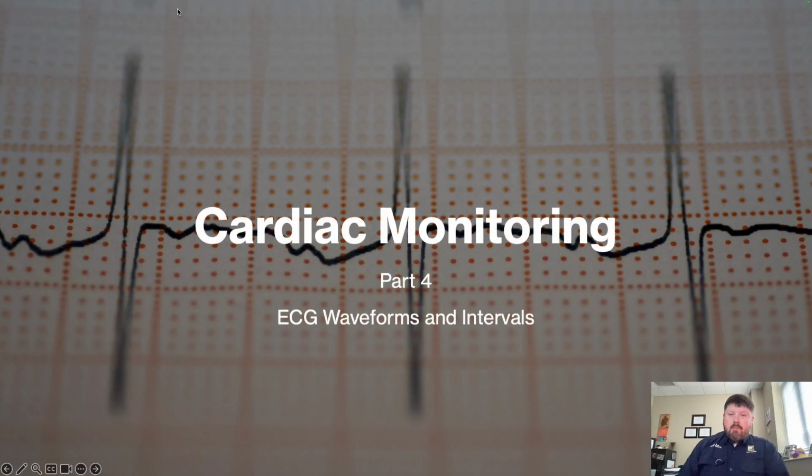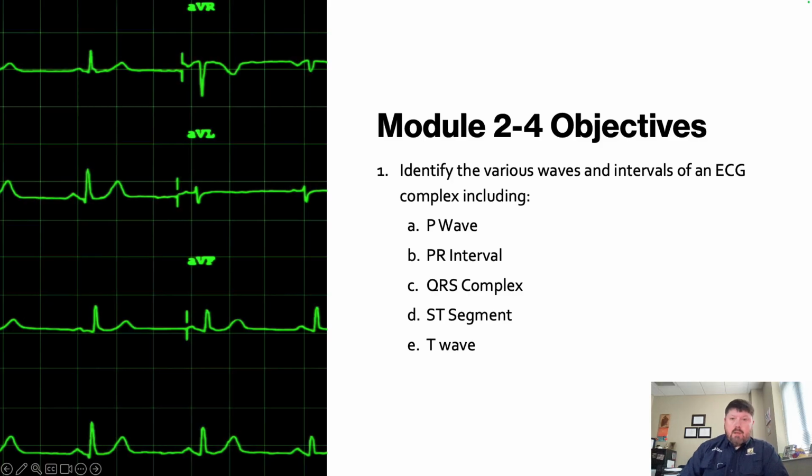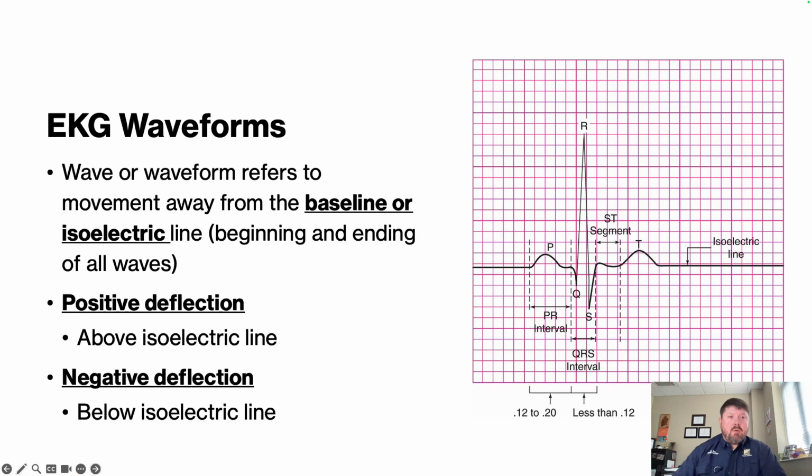Part 4 of cardiac monitoring, we're going to discuss the ECG waveforms and intervals. So the objectives: identify the various waves and intervals of an ECG complex, including the P wave, the PR interval, the QRS complex, the ST segment, and the T wave. So to start out, let's just quickly review.